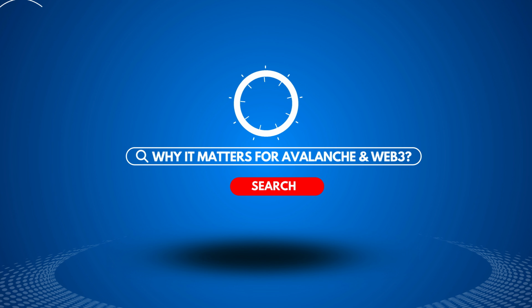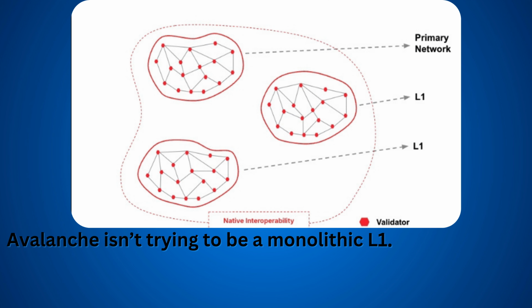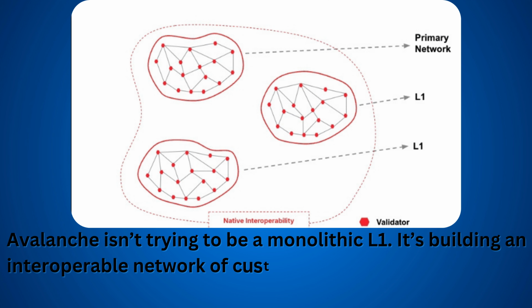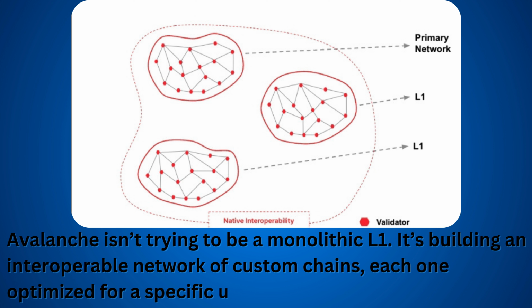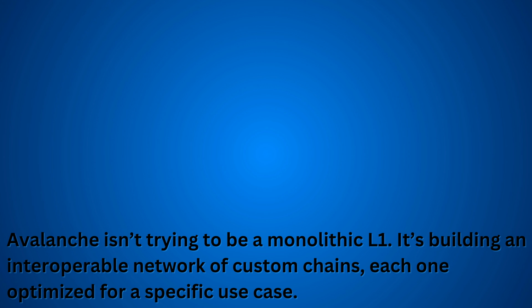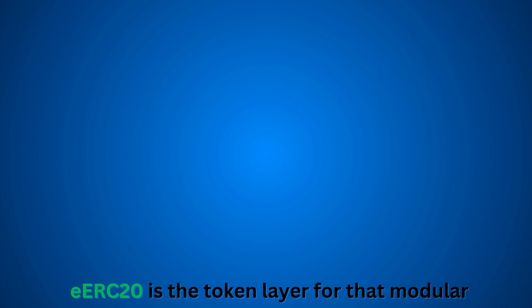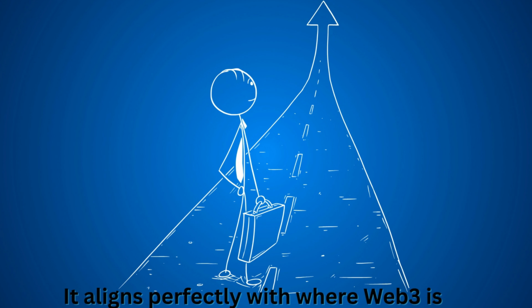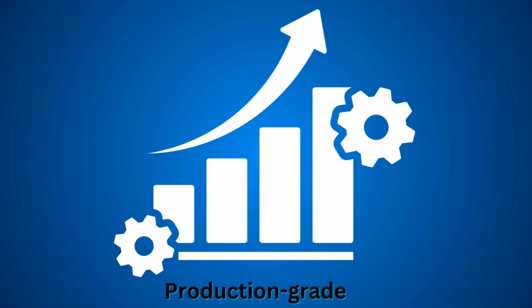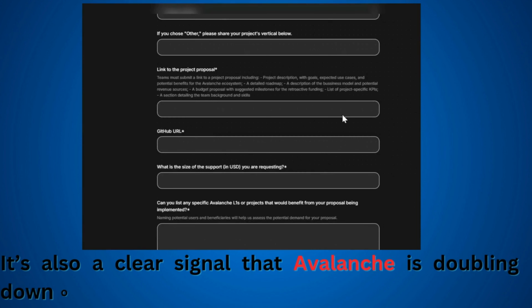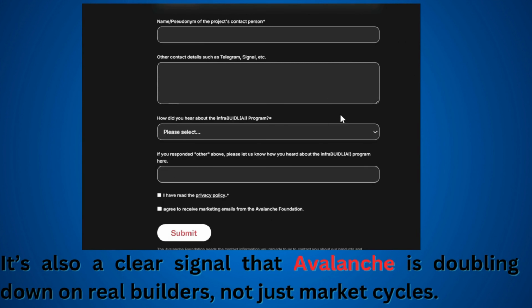Why it matters for Avalanche and Web3. Here's the bigger picture. Avalanche isn't trying to be a monolithic L1. It's building an interoperable network of custom chains, each one optimized for a specific use case. eERC20 is the token layer for that modular future. Web3 is going app-specific infra, composable standards, production-grade performance, built-in compliance. It's also a clear signal that Avalanche is doubling down on builders, not just market cycles.